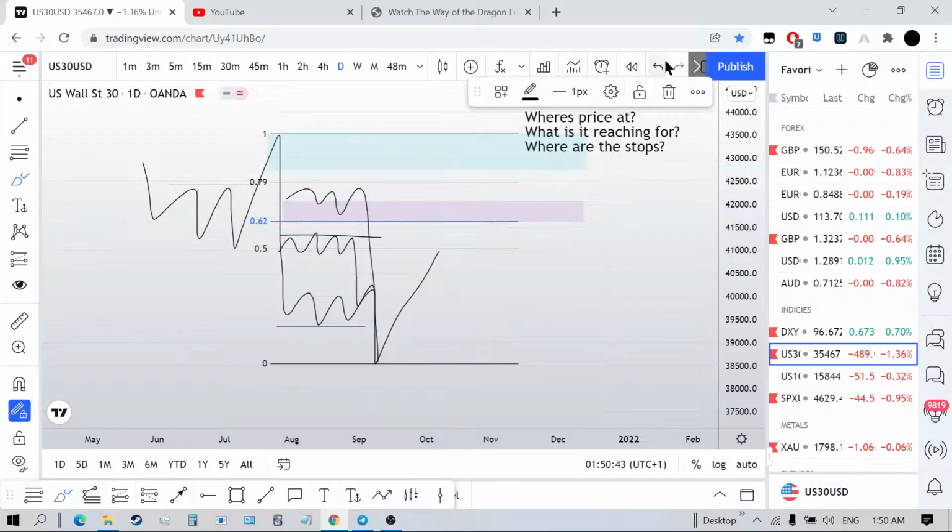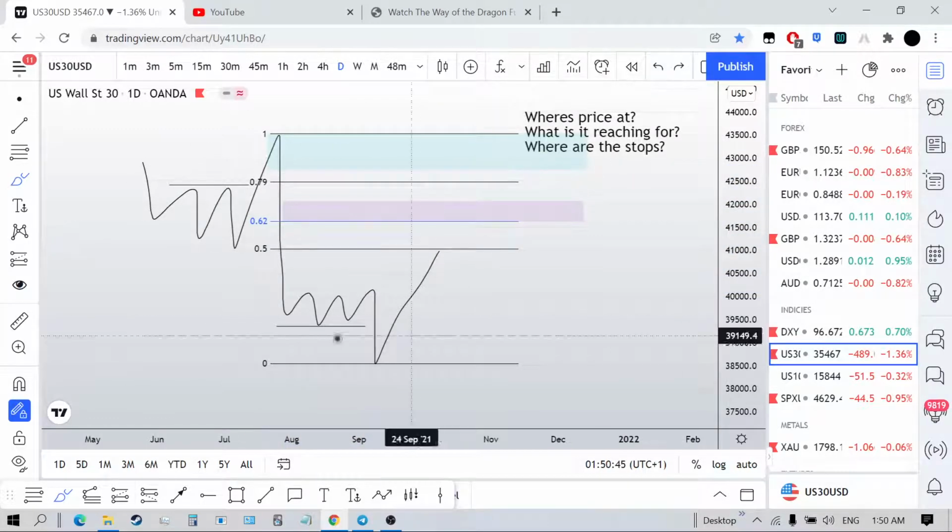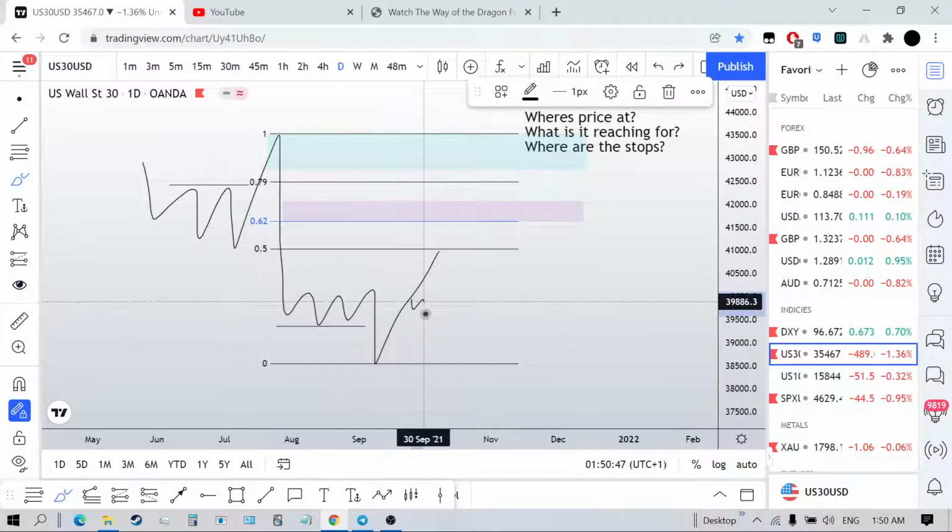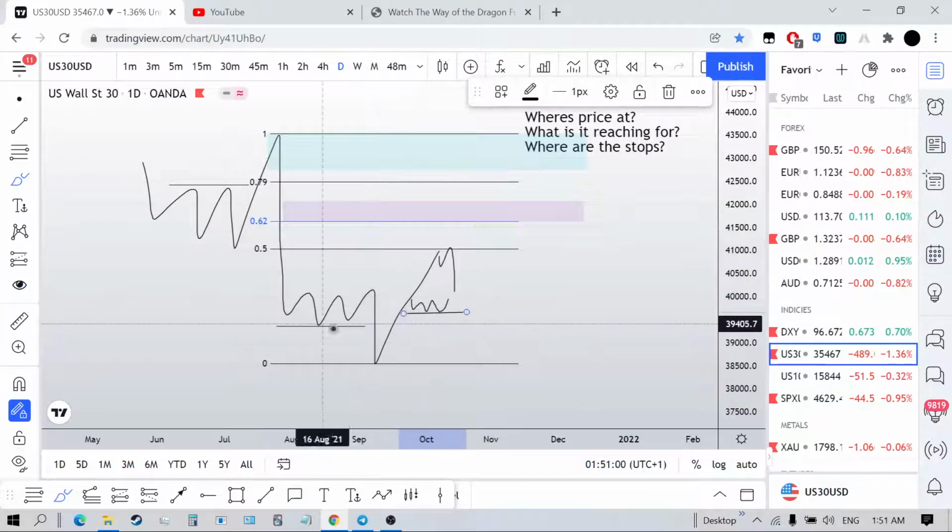Okay, now same thing on this side. Let's say on this side, right, where's price at? Okay, if I see price moving like this, and then I see price do something like this and it starts coming down, where's price at? Okay, what is it reaching for? Maybe some PD array, FEG, maybe below here. Okay, where are the stops? Could be some stops right here to be taken out.